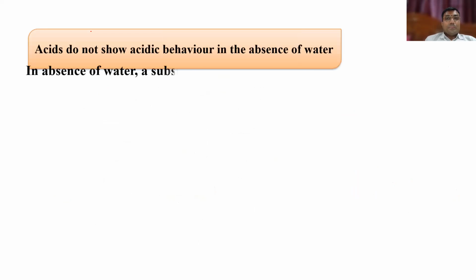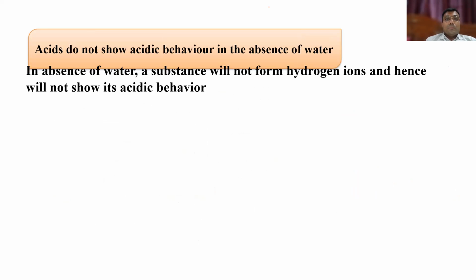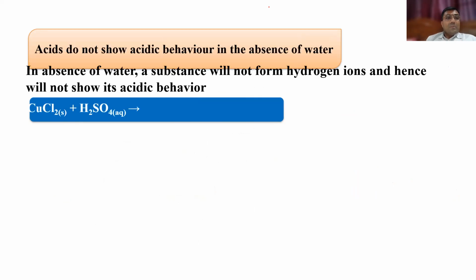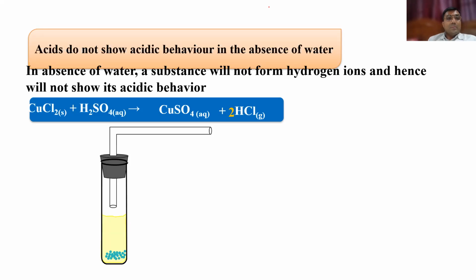Now, students, listen carefully. Acids do not show acidic behavior in the absence of water. Why in the absence of water? Because they don't form hydronium ions, right? So be careful. For example, CuCl2 plus H2SO4 forms CuSO4 plus HCl. So you can take this here. What is happening here? Can you tell me?